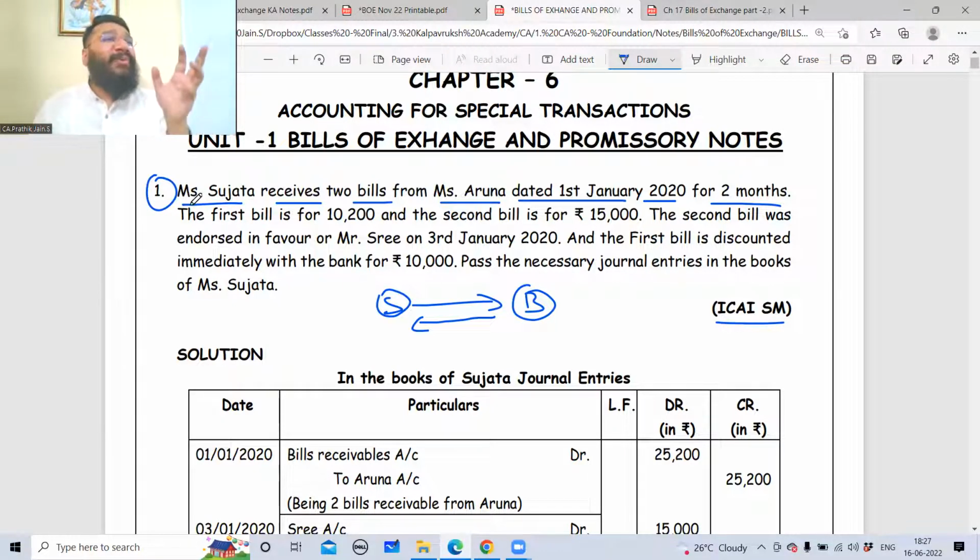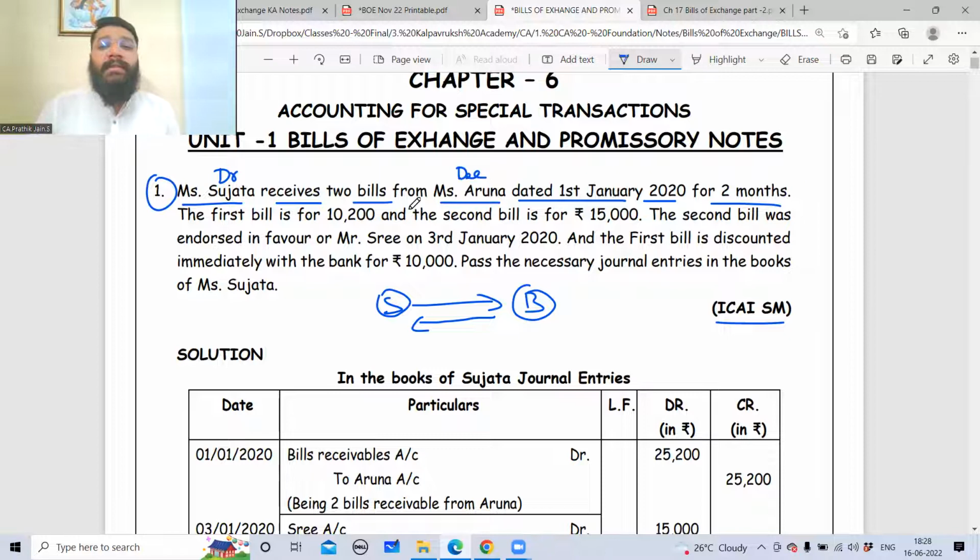So look at the question. First line, googly ball. Now this doubt will not come to your mind when you're doing it at home. Suddenly in the exam hall, your brain will be working at 100% capacity, and at that point of time it will ask, which receiving is this or that? And you get confused. So this 100% presence of mind should be there throughout your studying journey, guys. Whatever doubts you have, get them clarified here. In the exam hall, there should be no scope for doubts. So Sujata is the drawer and Aruna is the drawee.